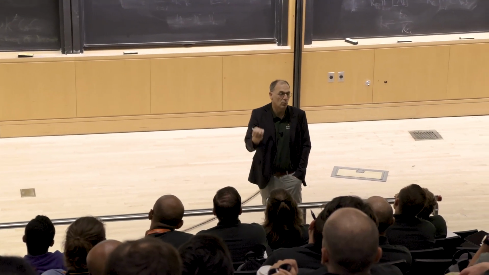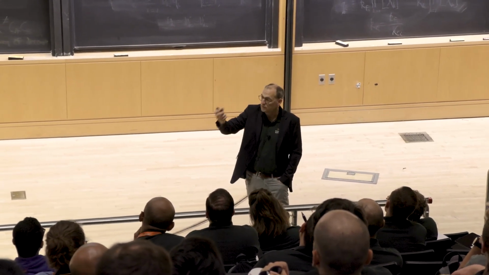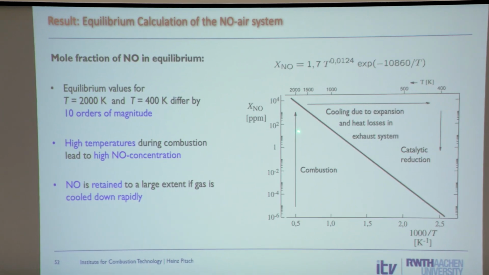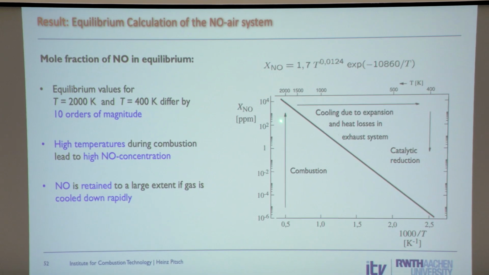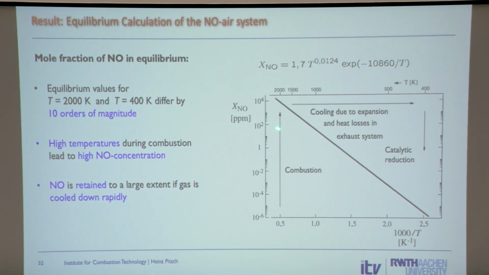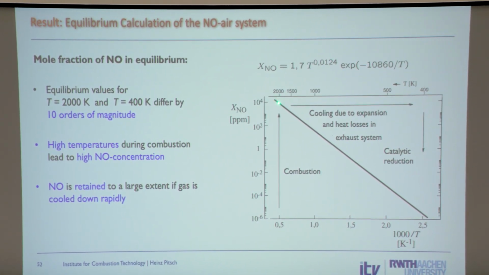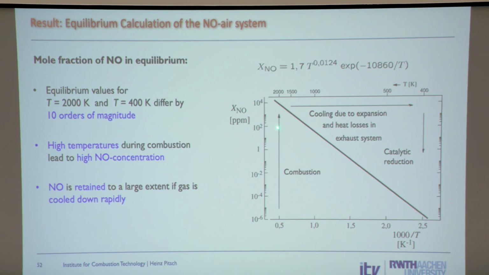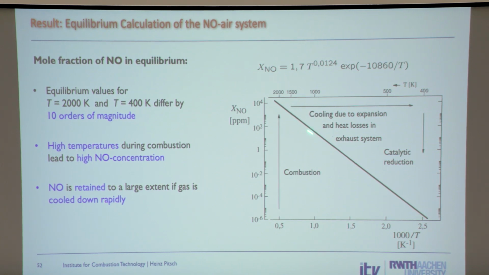We almost never reach the equilibrium in combustion, at least if we are smart combustion engineers. So maybe you end up somewhere here. You never reach it, but it goes towards equilibrium. So let's say we're somewhere here. And then in the exhaust system, the temperature goes down, and with the temperature, also the equilibrium value of NO, okay?